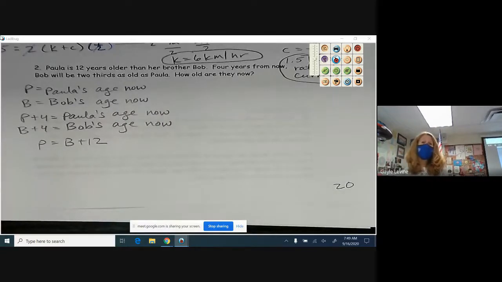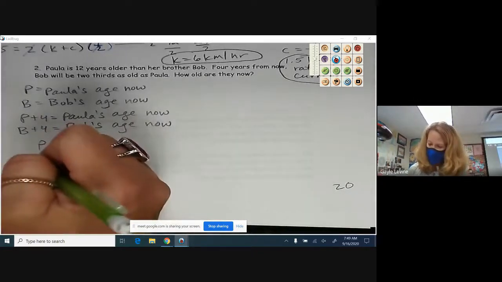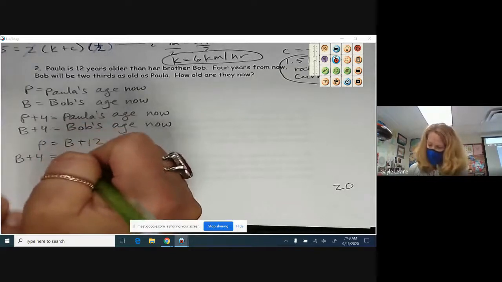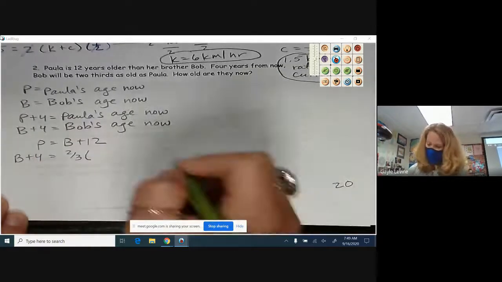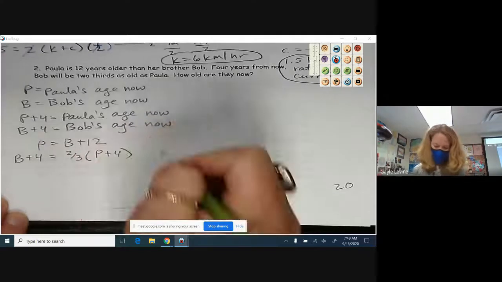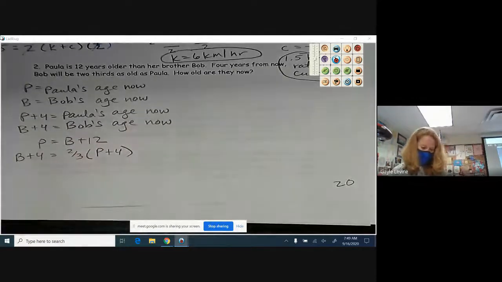Okay, 4 years from now, Bob will be, so the "will be" is kind of saying the equals, 2/3 as old as Paula. So we're going to say this is our 4 years from now. So B plus 4 equals 2/3 times P plus 4. Okay, and then for this one, it's kind of set up. None of these I would graph, so I showed you how to solve a system by graphing, but that's really not something that you're practically going to do.